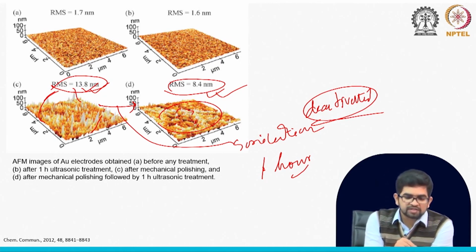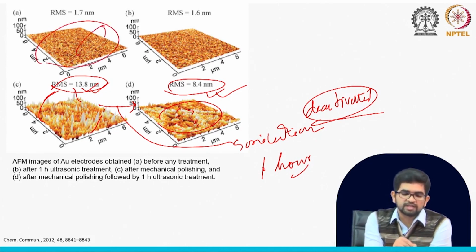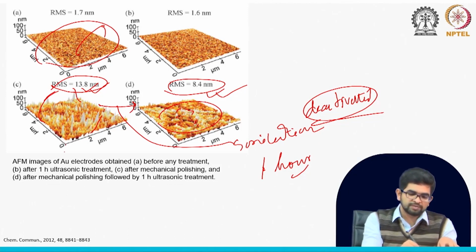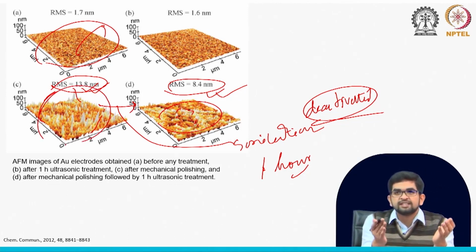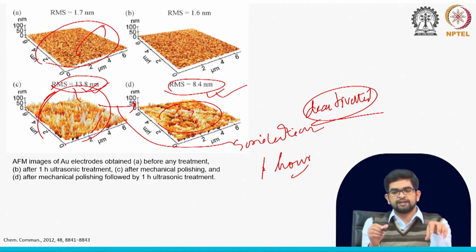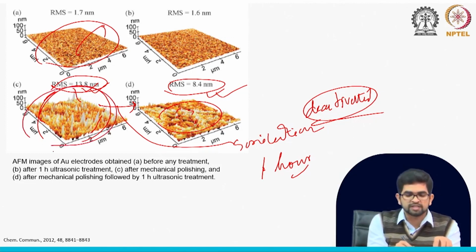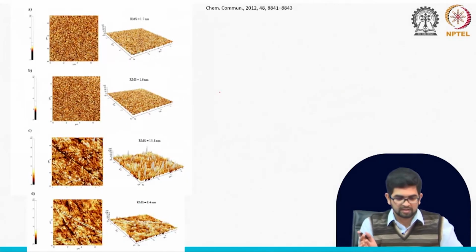You can say if your surface is not polished, means your surface is not that rough, then it is difficult to check the roughness change. So at least your surface should have the hill and valley type rough surface, then only you can see the roughness change during this ultrasonic treatment. That is why we choose the surface after the mechanical polishing. The surface roughness becomes 13.8 nanometer and now 8.4 nanometer just after sonications.